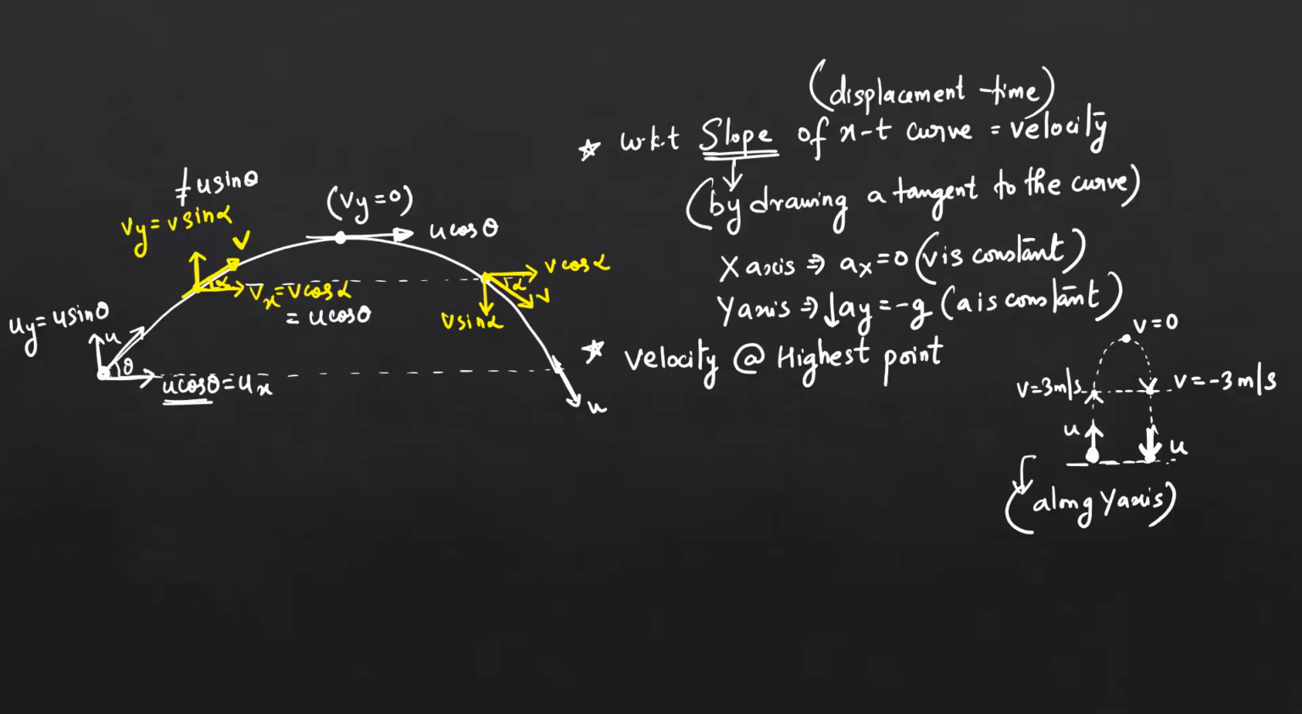So you just draw components for this u, one along the horizontal and one along the vertical. Theta was the angle made by u with the horizontal. So this is u and this is horizontal. This is theta. So this is going to be u cos theta and this is going to be u sin theta. Is it clear? And what is the velocity at the highest point? Velocity at the highest point is equal to u cos theta. The y component is 0.